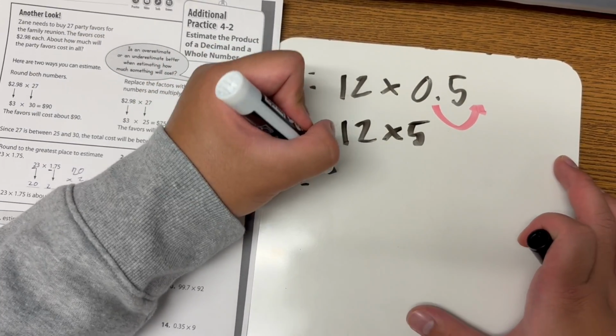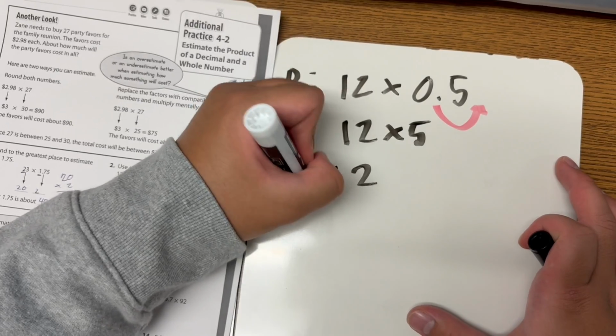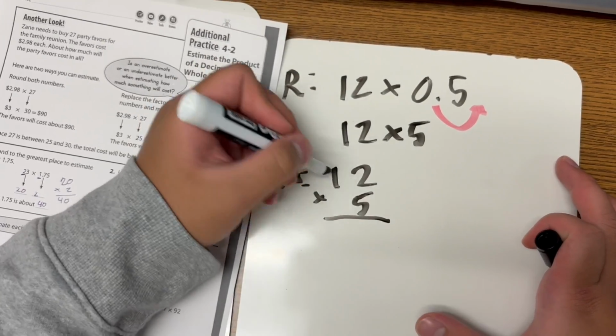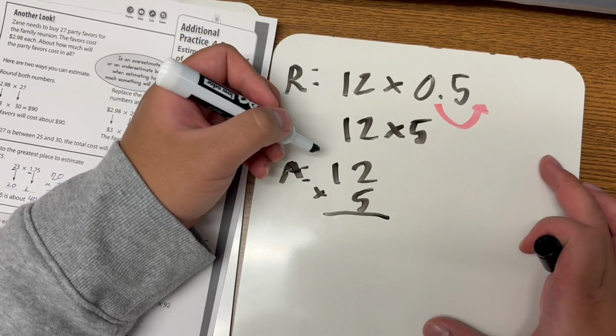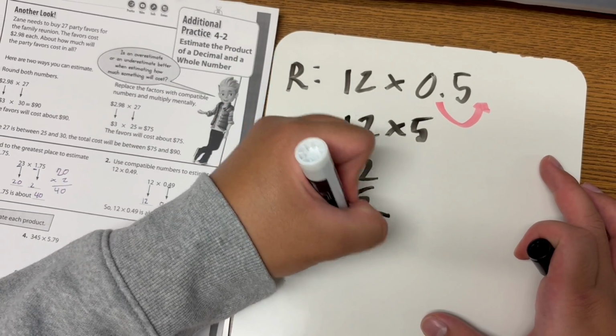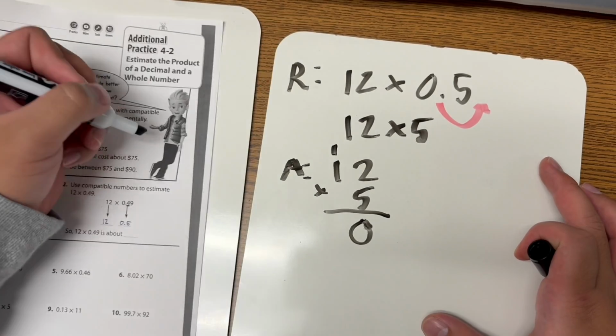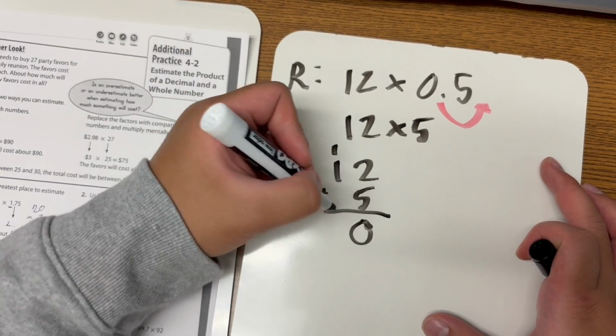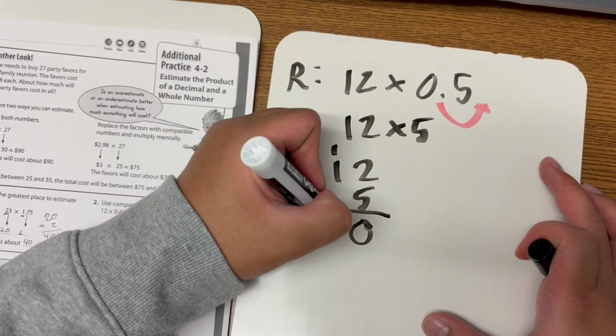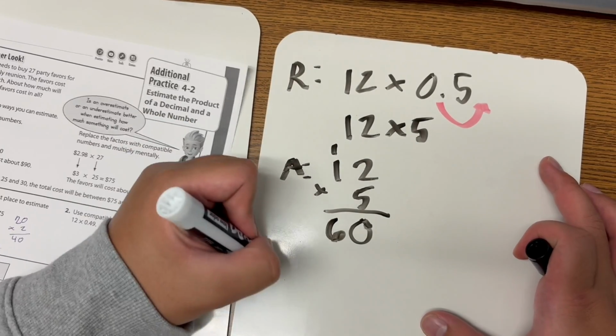Now we need to apply the standard algorithm. We have 12 times 5. For our ones place, we have 2 times 5, which is 10. We will record the 0. Carry our 1. 1 times 5 is 5, plus our regrouped 1, which is 6.